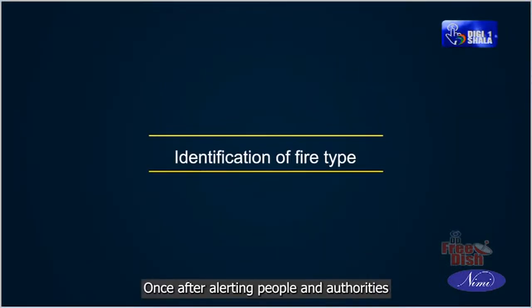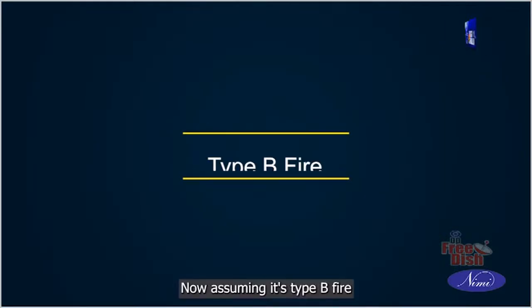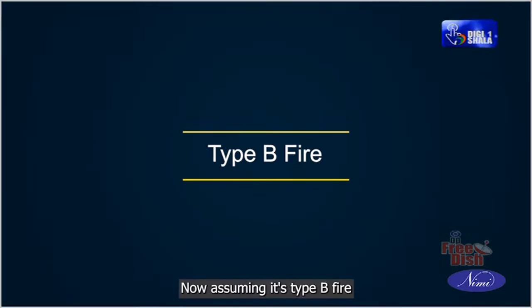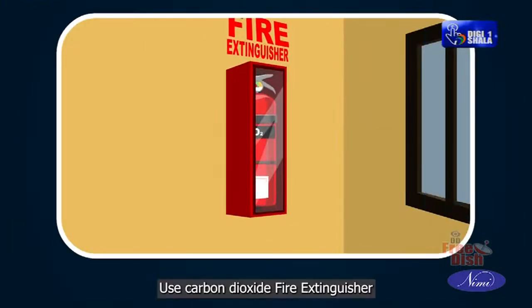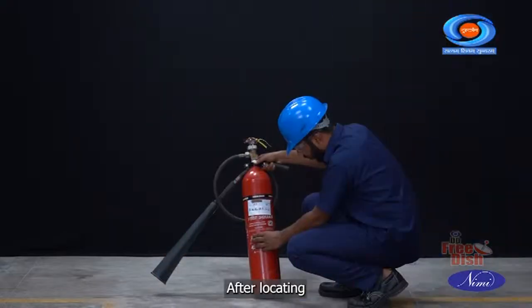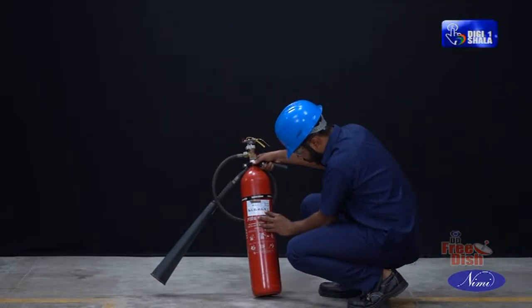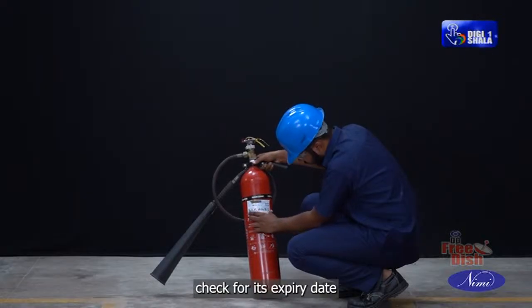Once after alerting people and authorities, identify the type of fire. Now, assuming it's type B fire, use carbon dioxide fire extinguisher. After locating and picking up carbon dioxide fire extinguisher, check for its expiry date.